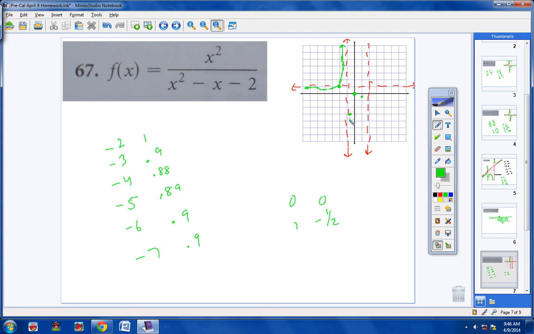So it looks like we're going to have a little bit of a parabolic shaped curve. It's going to come up, hit here, and then start curving its way back down. Again, we're just sketching it. Doesn't have to be perfect, okay?